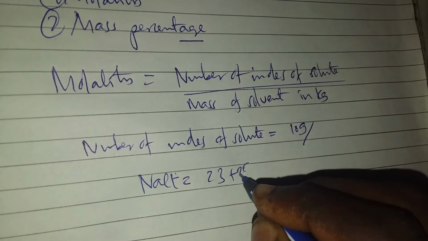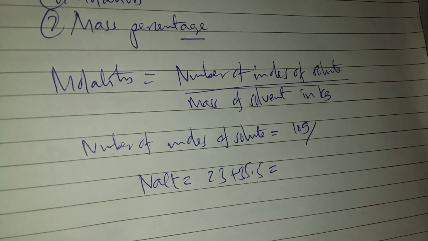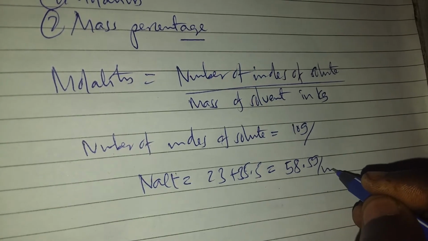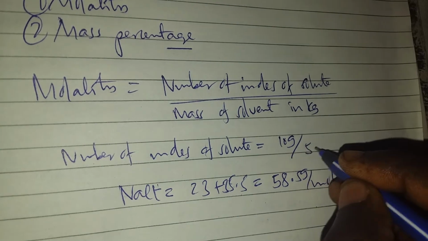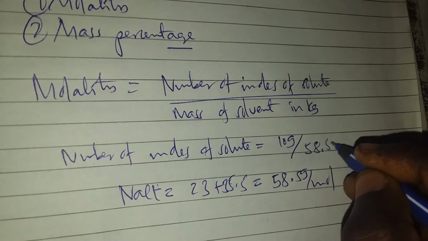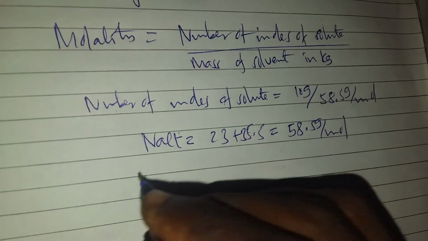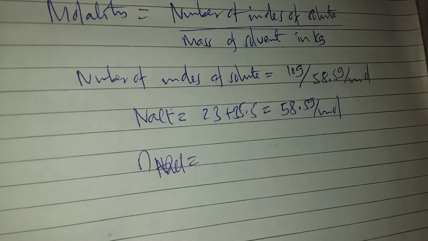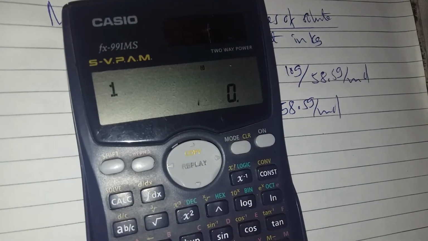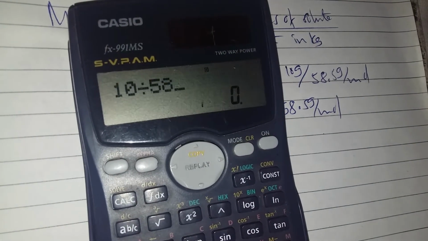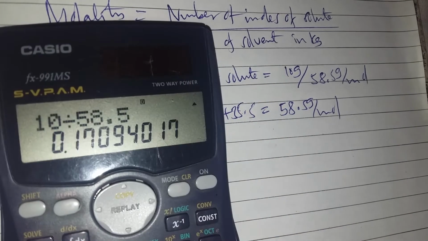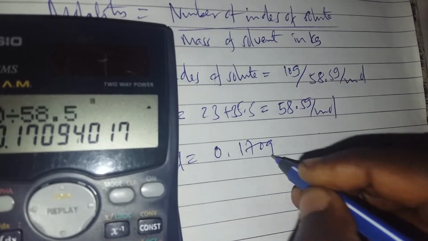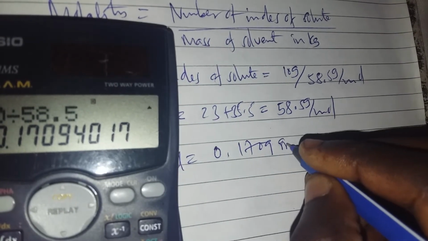23 plus 35.5. That will be equal to 58.5 gram per mole. So 58.5 gram per mole. We will get the number of moles of sodium chloride equal to 10 divided by 58.5. So it will be 0.1709 moles.